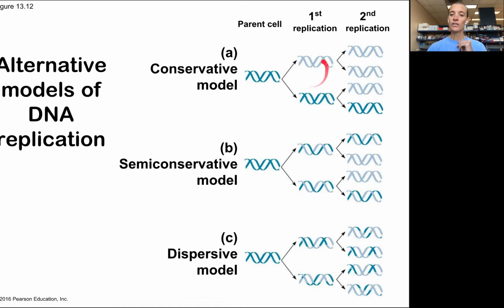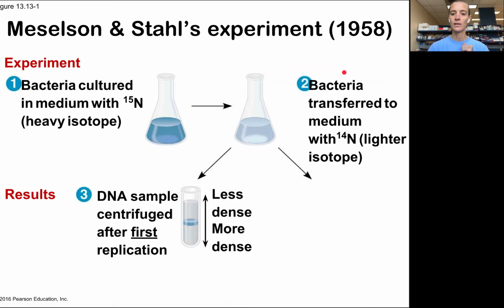However, the conservative model should have shown two bands, one that was very heavy and the other one for the other cells that were kind of lighter. So it seems that we can already get rid of this conservative model. What happens in their second replication?